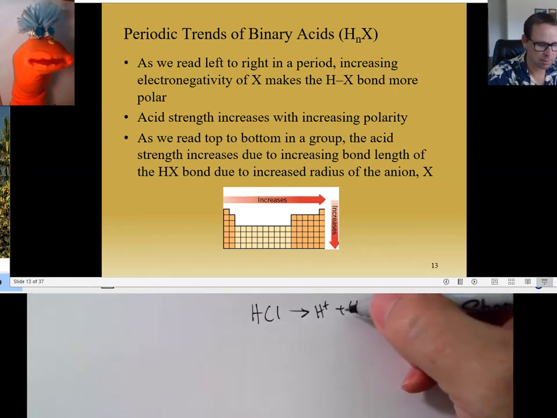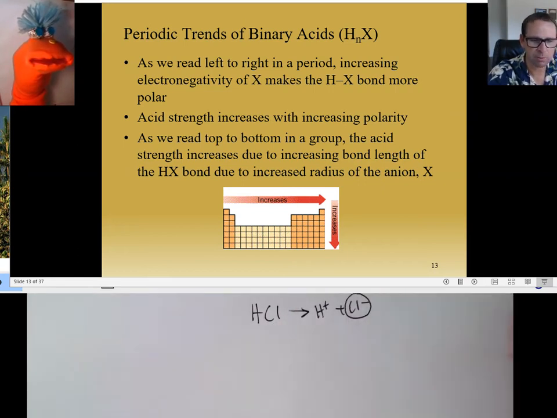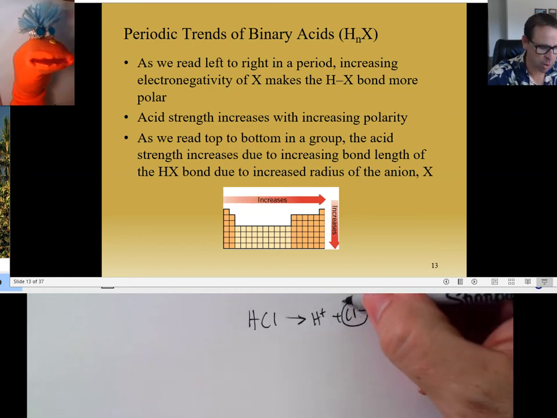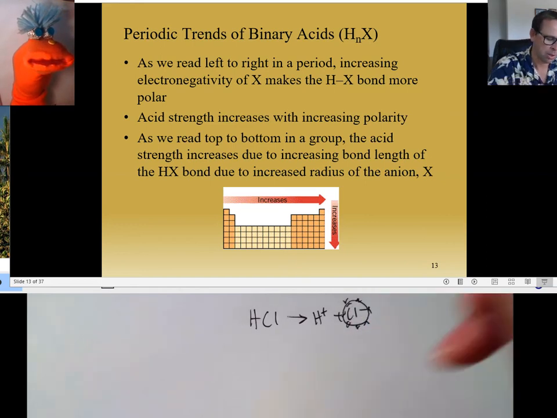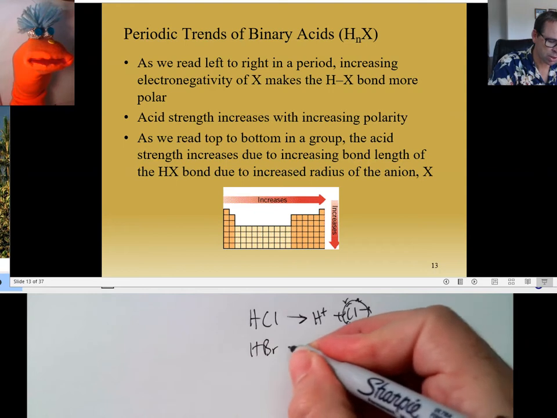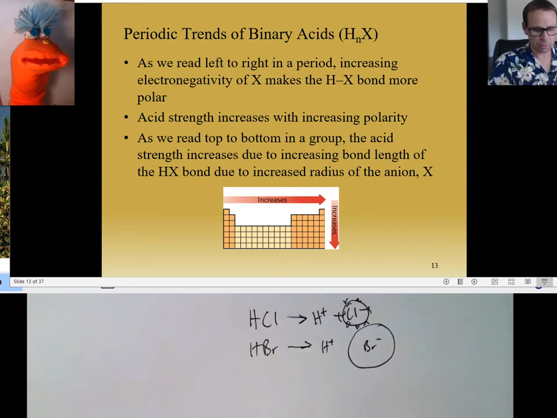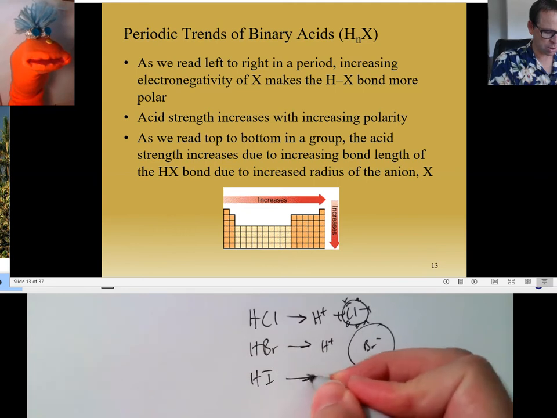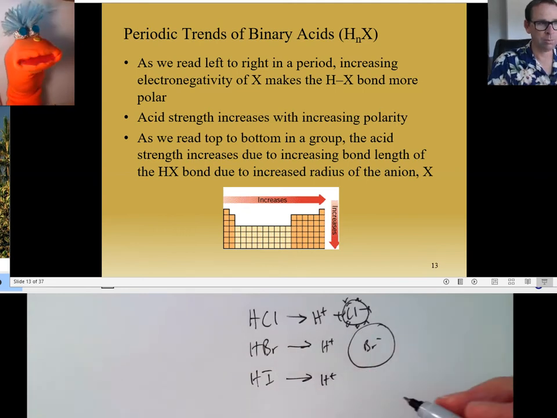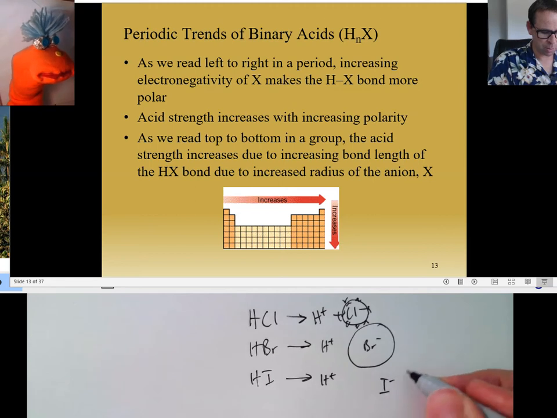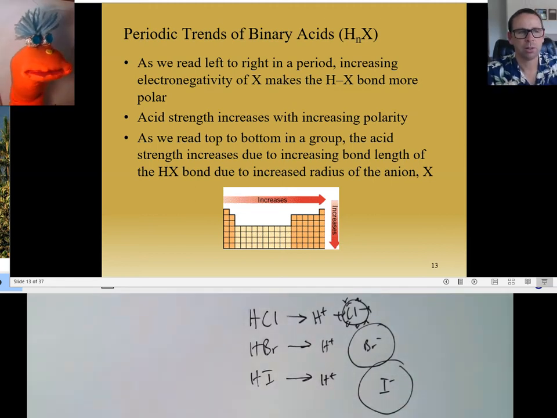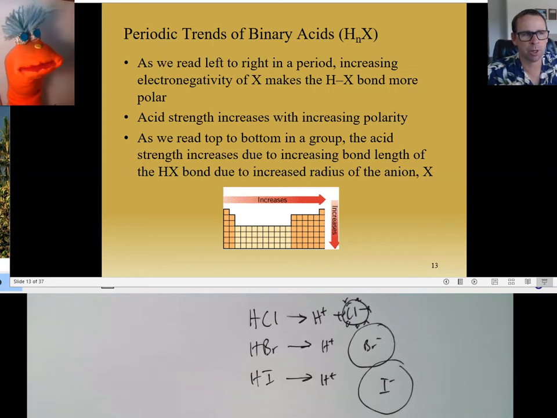HCl is a good acid because the chloride ion is fairly large and lots of water molecules can get around it and stabilize that chloride ion. HBr is actually a stronger acid because that bromide ion is larger, and therefore there's more space for water molecules to get around. What do you think? Is HI going to be stronger or weaker, Fred? I think it'll be stronger. That's right, it will be stronger. Now why? Because it's easier for water molecules to entertain it, therefore it's easy to separate from that hydrogen ion.